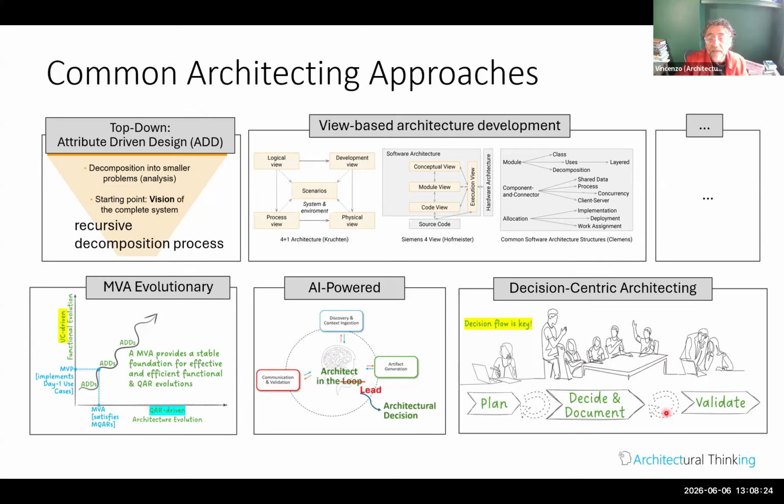Decision-centric, already mentioned. I think this is becoming more prominent over the past couple of years, and it's really the central artifact, if you like, of architecting becomes the architecture decision record. And for decisions to happen in a way that doesn't slow down projects, you need to be able to plan the decision that needs to be made, who needs to make them, and then you make those decisions, you document the decision in an architectural decision record, and then some of them, the most significant ones, you validate.